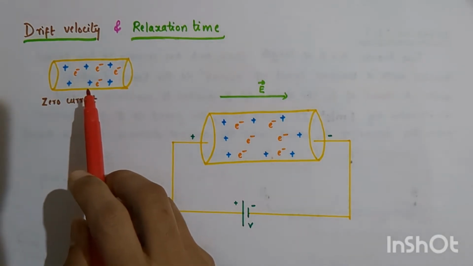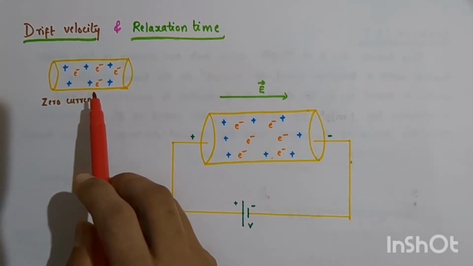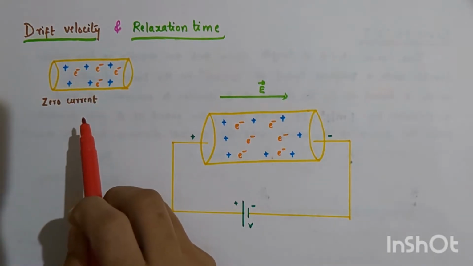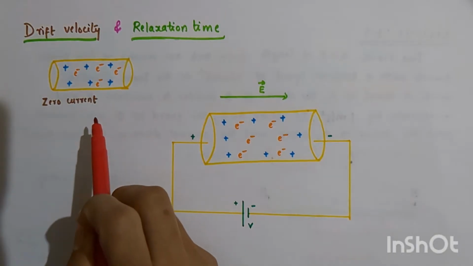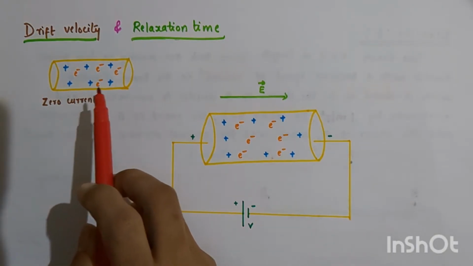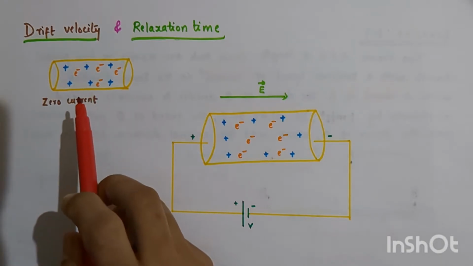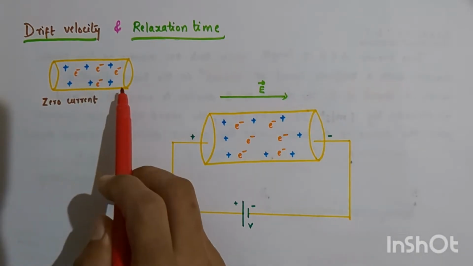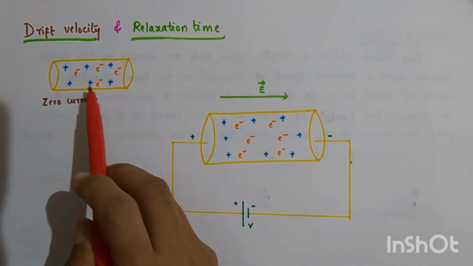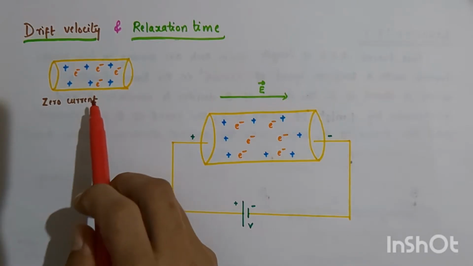We know that there are many positive ions and electrons. In metals, these positive ions never perform any kind of motion. These positive ions are always fixed at some lattice point in the metal. And the electrons present in the metal move randomly within the metal between these positive ions.